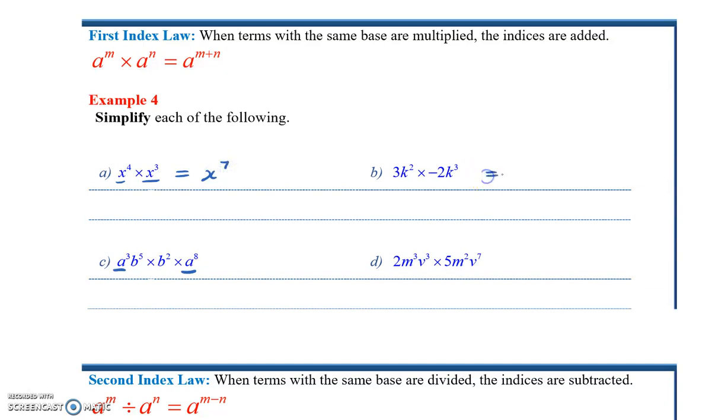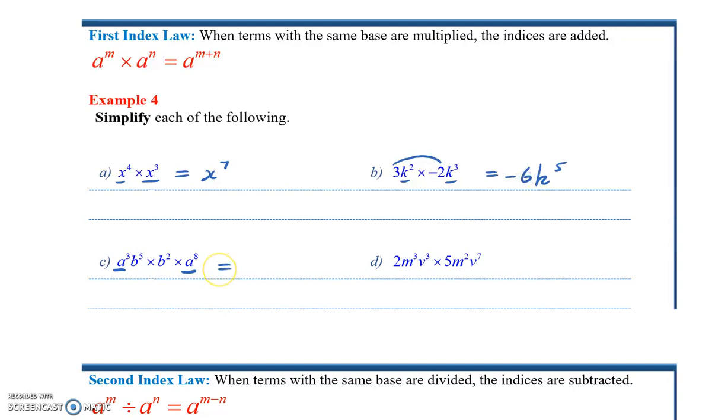In this case here, we have like bases. We can complete the bases first. k squared and k cubed, if we add 2 and 3, we'll have k to the 5. Their coefficients are 3 and negative 2. 3 times negative 2 is negative 6.